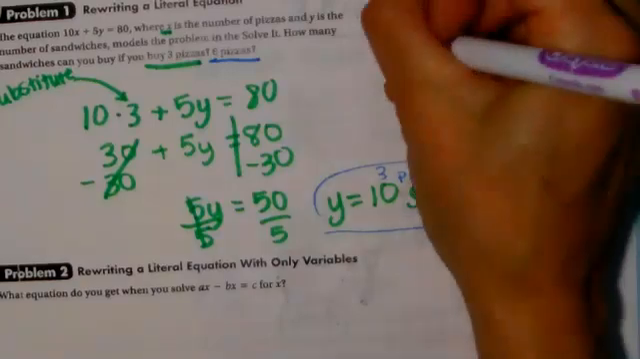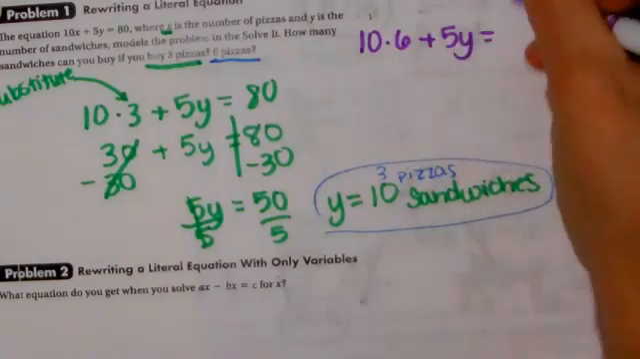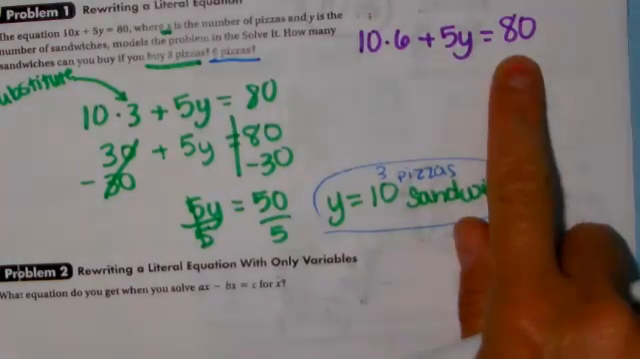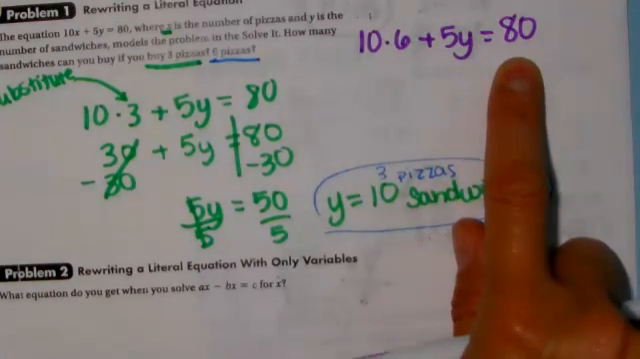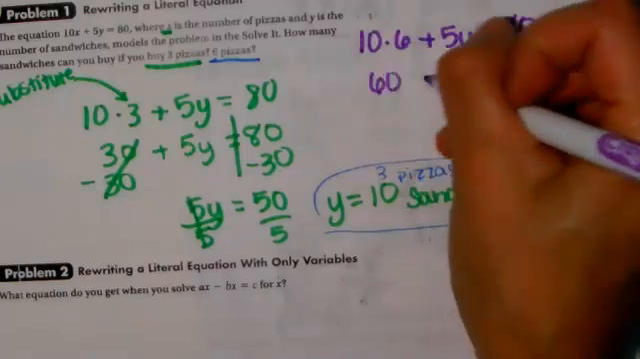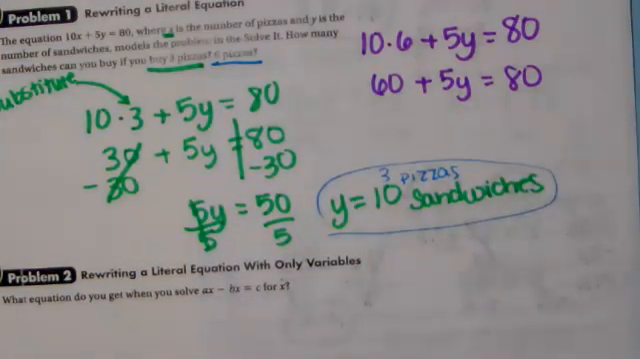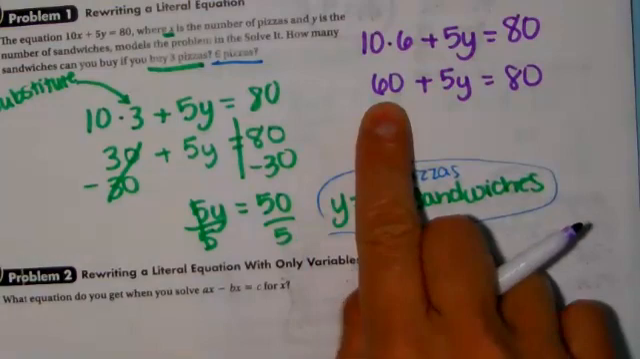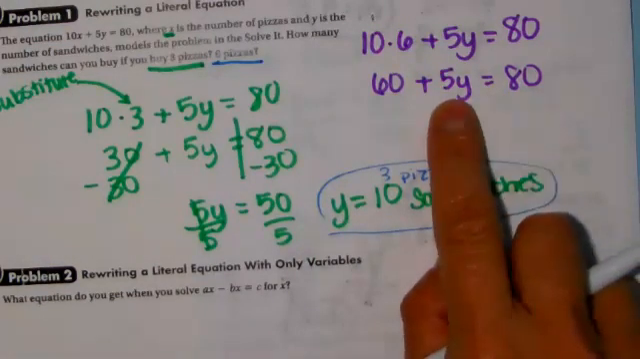So here we go. This time we would do 10 times 6 plus 5y equals 80. So that 80, what does that represent, do you think? Yeah, that's the amount they have to spend, isn't it? All right, that's the total. So 10 times 6 is 60, plus 5y equals 80. Now, some of you can do this in your mind. Think about this. If you spent $60 on pizza and you only have $80 to spend, how much do you have left? 20, right? How much does each sandwich cost? 5. How many sandwiches can you buy?